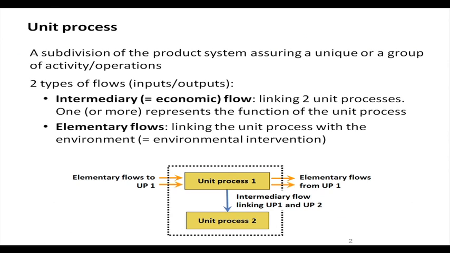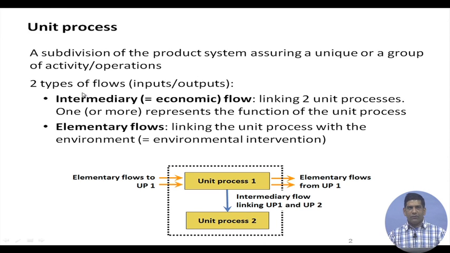This was the last slide you saw towards the end of the last module. If you remember, we talked about this particular box, that you can have 2 types of flow between the unit processes. So what is a unit process? It's a subdivision of the product system, assuring a unique activity or a group of activities or operations. We have a product system, and the unit process is a subdivision of that, where a unique or a group of activities happen.